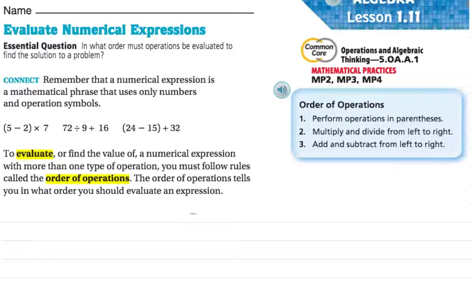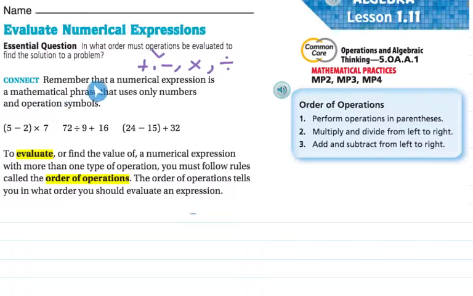Students, in lesson 1.11, we are going to be working on our algebra skills, and this lesson is going to be about evaluating numerical expressions. Yesterday in our previous lesson we worked on writing numerical expressions. Today we're going to work on solving them. Our essential question for this class is, in what order must operations be evaluated to find the solution of a problem? And when I hear the word operations, I'm just reminding myself that I'm talking about addition, subtraction, multiplication, and division.